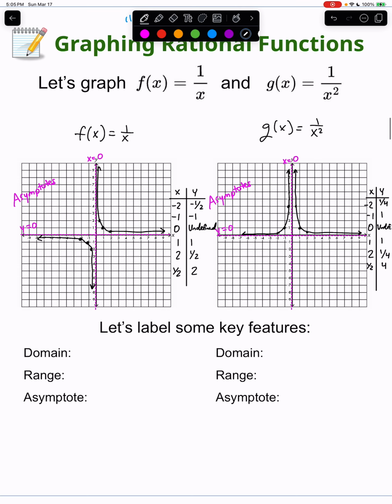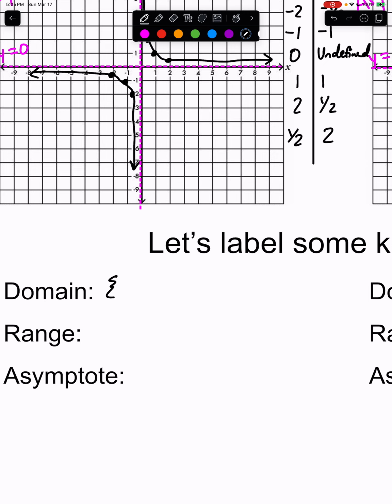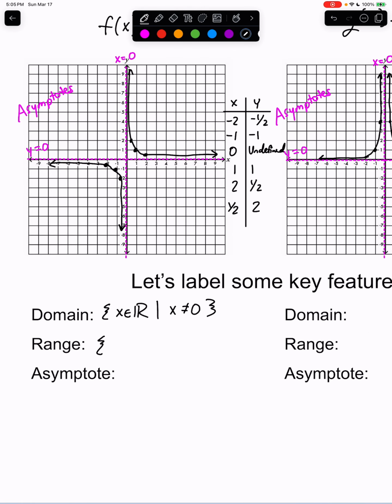So right now, our domain for these: all x in the real numbers, such that x cannot be 0. What about my range? All y in the real numbers, y cannot be 0. I have my horizontal asymptote at y equals 0, and my vertical asymptote at x equals 0. Do you remember which one's which? Yeah, the vertical one is always the up-down. Horizontal is always your left-right. So flat, or you could think tall, maybe.